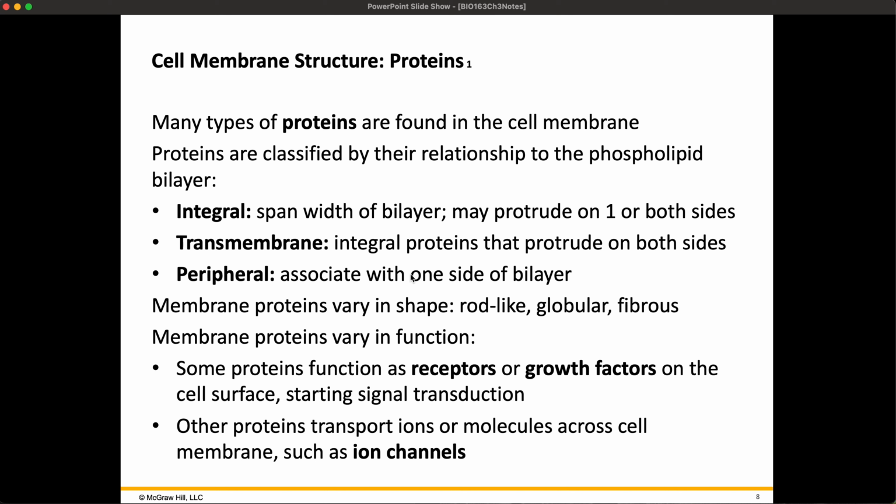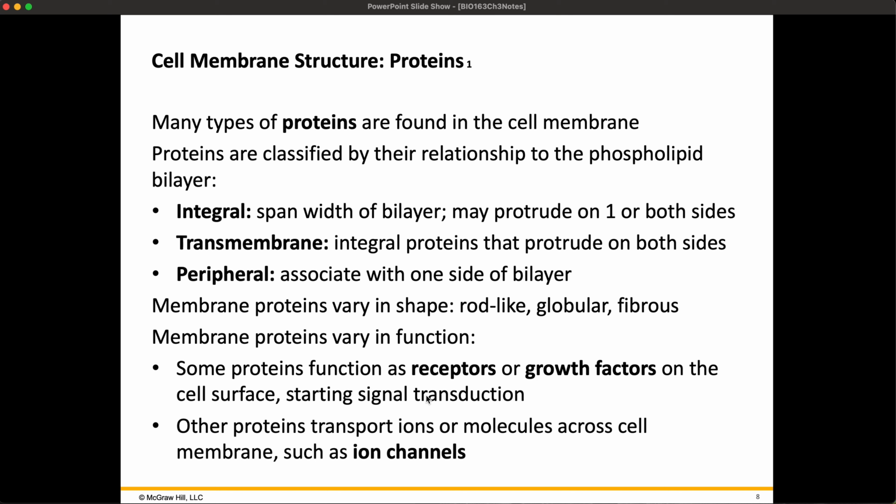Peripheral proteins are associated with one side of the bilayer. They don't actually penetrate through the lipid bilayer portion. They're just sitting in that phospholipid space, on one side of the bilayer. They vary in shape and function. Some act as receptors or growth factors on the cell surface.